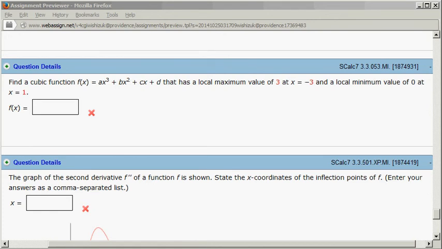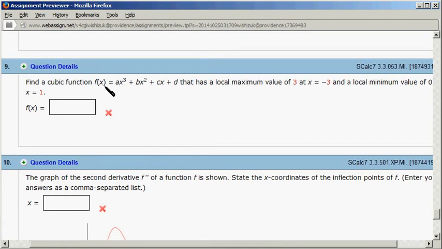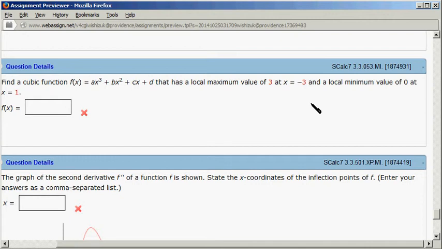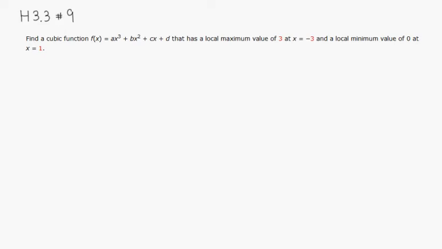Alright, let's look at homework 3.3, problem number 9. So you have a cubic function that has a local maximum value of 3 at x equals -3 and a local minimum value of 0 at x equals 1. Then we want to find the formula for this function f. Alright, so let's do that.